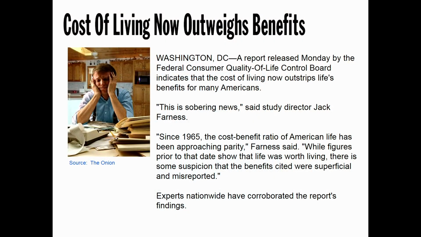I'll start off with my favorite cost-effectiveness study. This is one from The Onion that concluded that the cost of living outweighs the benefits. So this is the kind of thing people think about when they think about economists, of just the dismal science and so forth. So in addition to not showing equations, I won't do too much about cost-effectiveness today either.